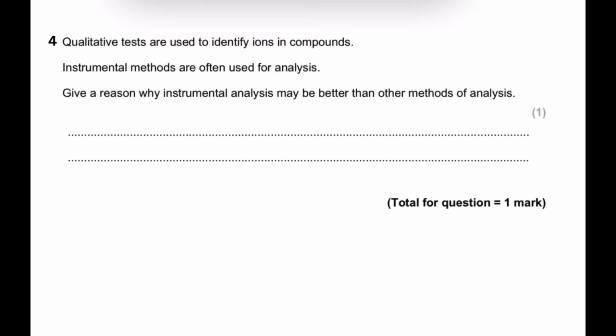Question 4. Qualitative tests are used to identify ions in the compound. Instrumental methods are often used for this analysis. Give a reason why instrumental analysis may be better than other methods of analysis. This is simply because it improves the sensitivity, which means it's going to be much more accurate, and it also allows it to happen faster. The test will be speedy.